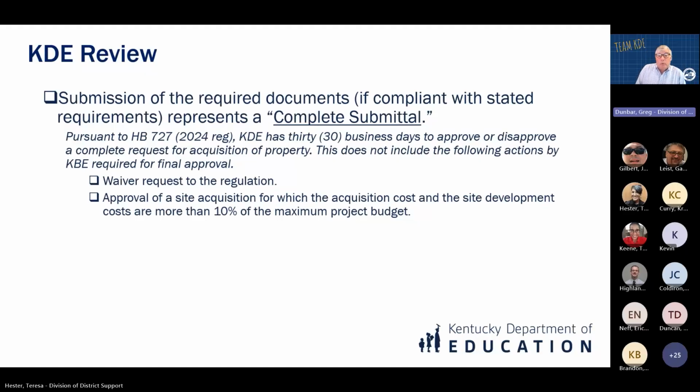So after we receive the required documents, if they're compliant with the stated requirements, that represents a complete submittal. And as we stated earlier, pursuant to House Bill 678-727, we have 30 business days to approve or disapprove. However, this does not include actions that might be required by the Kentucky Board of Education for approval. That would include any waivers to the regulations that the district petitions the board for, or approval of the site acquisition for which the acquisition cost and site development cost exceed 10% of the maximum project budget. Next slide, please.